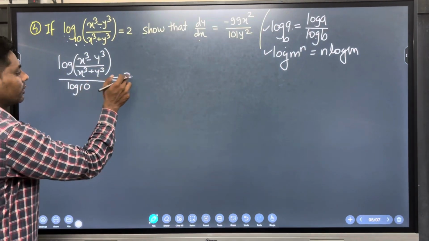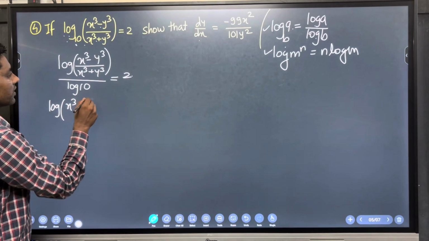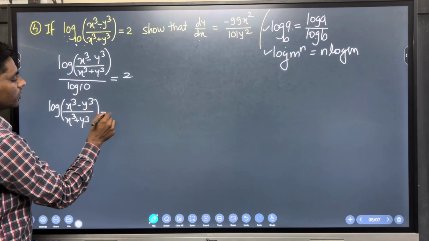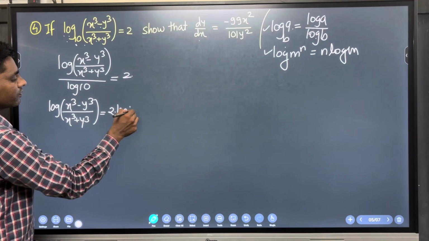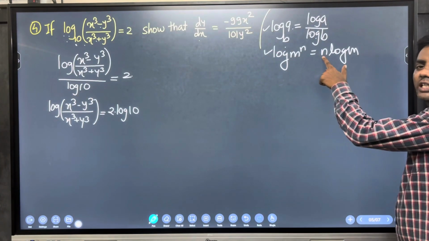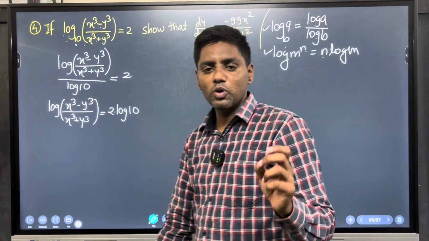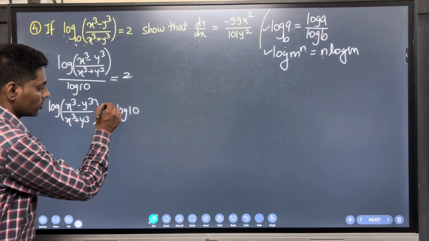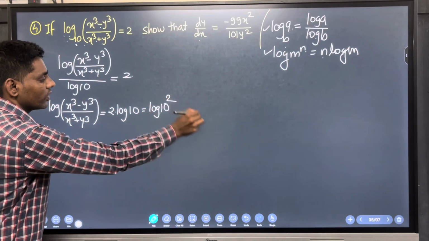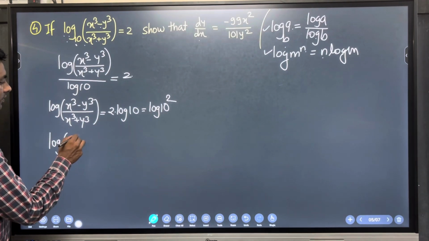Then divide goes to multiplication. So log of (x cube minus y cube) divided by (x cube plus y cube) equals 2 into log of 10. But remember, by using this property, any number multiplied to the log, we can write that number raised to power. So the exponential property of logarithm is used. So 2 goes to the power of 10, so that is log of 10 square. And what is the answer of 10 square? The answer is 100.